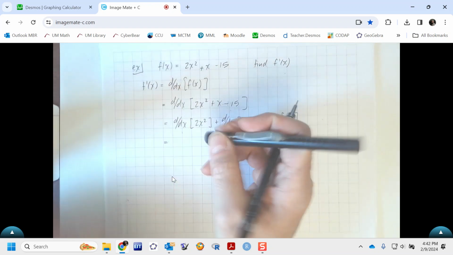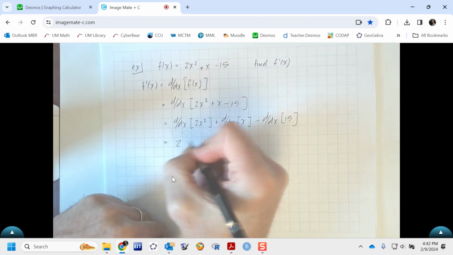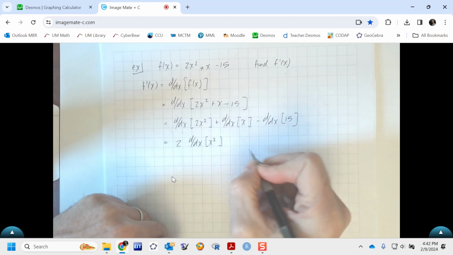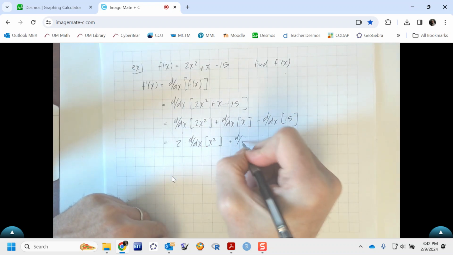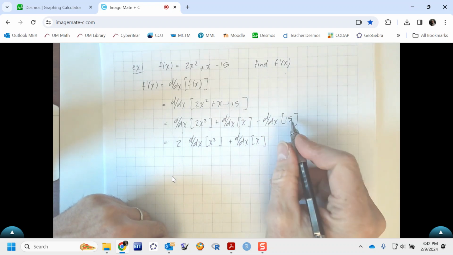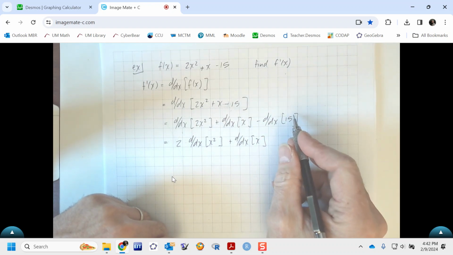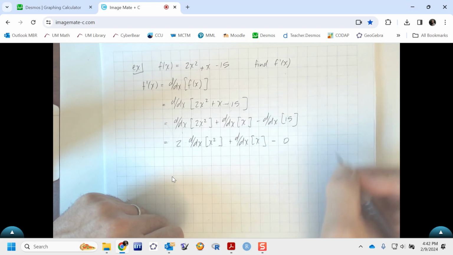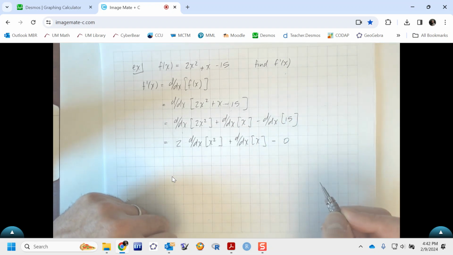So I'll take the constant multiple out in front as a 2 times the derivative of x squared. Then I just have d by dx of x. And here I have the derivative of a constant, and I know that derivatives of constants are always 0, so this will be just minus 0. That was the first rule we proved, right? Okay, so we're almost there.